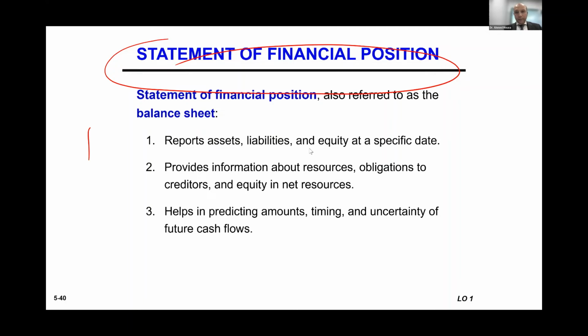Let me check, sorry, the PowerPoint stopped. I think I need to restart it. We can see the slide, the statement of financial position, but it's frozen. Okay, so let me restart it. Sorry.